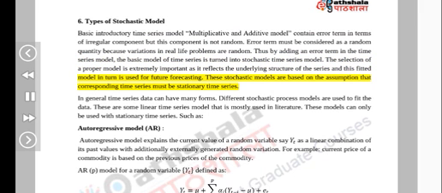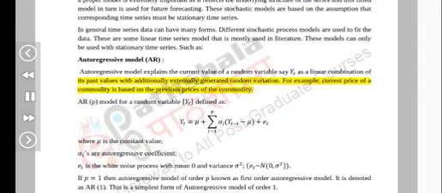These stochastic models are based on the assumption that the corresponding time series must be stationary. In general, time series data can have many forms. Different stochastic process models are used to fit the data. These are some linear time series models that are mostly used in the literature. These models can only be used with stationary time series, such as the autoregressive model, AR. The autoregressive model explains the current value of a random variable, say yt, as a linear combination of its past values with additionally externally generated random variation. For example, the current price of a commodity is based on the previous prices of the commodity.